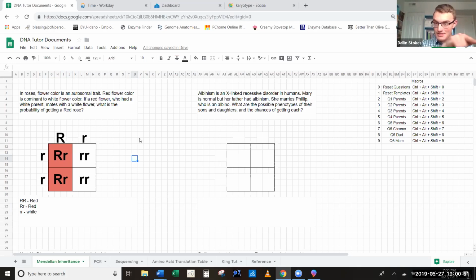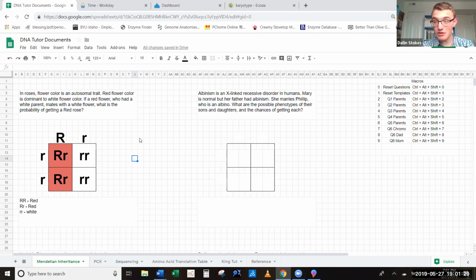Now, what does this chart mean? Does that mean that if they have 4 kids, 2 of them will be red and 2 of them will be white? Not necessarily. What this means is for every single pregnancy, if flowers get pregnant, I'm not quite sure what word you'd use for that. If flowers could get pregnant, for every single pregnancy or cross, they have a 50% chance of getting a red flower out of it and a 50% chance of getting a white flower. Every single cross is a coin flip.